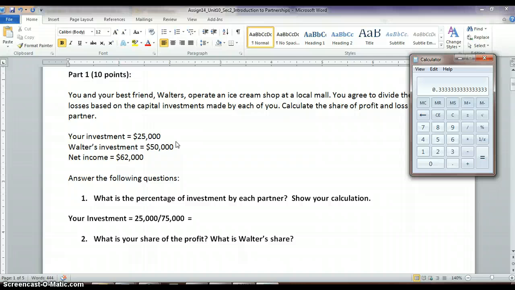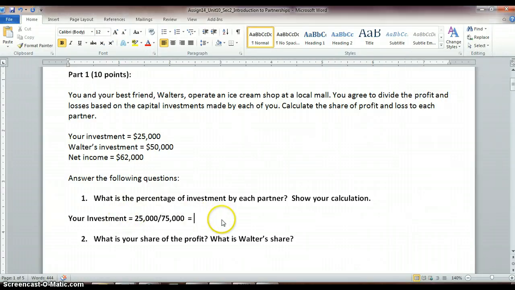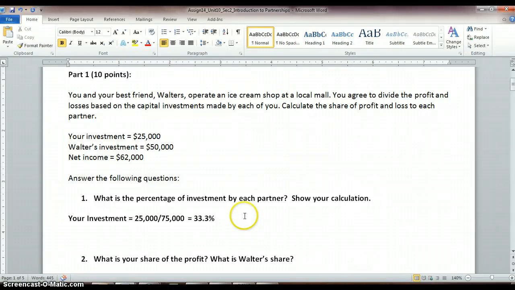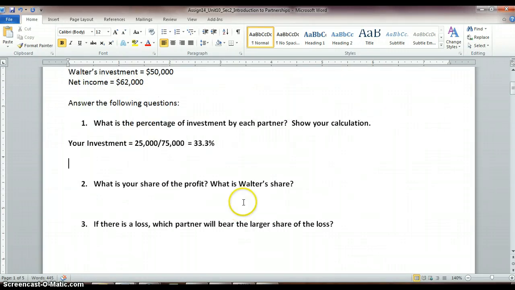Okay, so now it asks us to find the percentage though. So once we find our decimal, we take that number times 100 to get our percentage. So we have 33.3, you can just leave it at 33.3%. And then you'll do the same type of calculation to find Walter's investment. So make sure you complete that to find Walter's percentage.